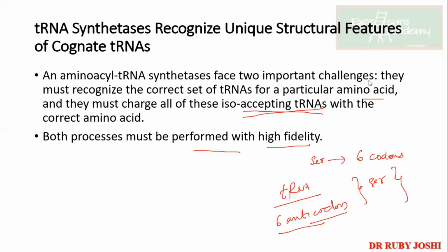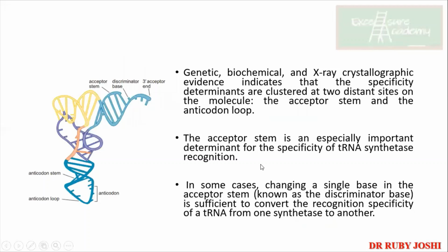We already mentioned that it is all because of the anticodons and the acceptor arm, based on which your aminoacyl-tRNA synthetase understands. It reads the anticodon present on the tRNA so that the correct amino acid is attached. There were many genetic, biochemical and X-ray crystallographic studies which gave evidence indicating that the specificity determinants are clustered at 2 distant sites on the molecule. The first is your acceptor arm and the second is your anticodon loop.